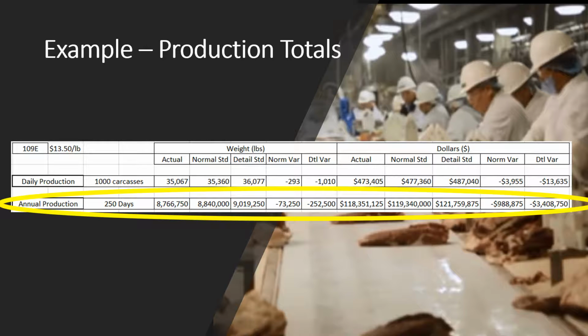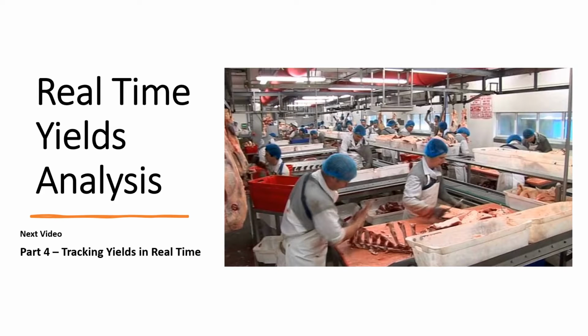So that's a huge variance. And remember, that's just for this one specific subprimal. If that same thing occurs across all other subprimals, we could easily see $10 million of value that just isn't tracked because we're using normal standards versus detailed standards.